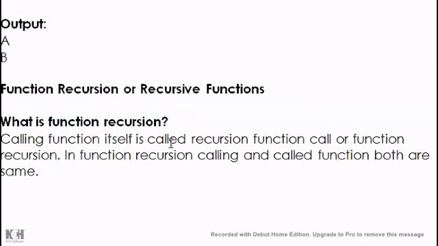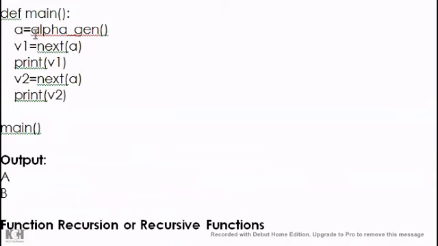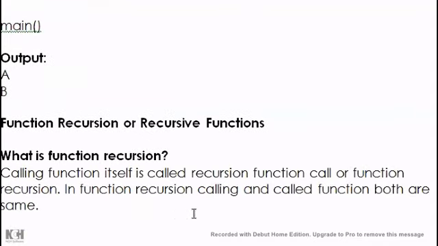Generally, for example, alpha generator is called by which function? Main. So main is the calling function, and the alpha generator function is the called function. But in recursion, the calling function is the called function. Both are the same. It is just like iterating, executing the same statements again and again, so you can call it function recursion.